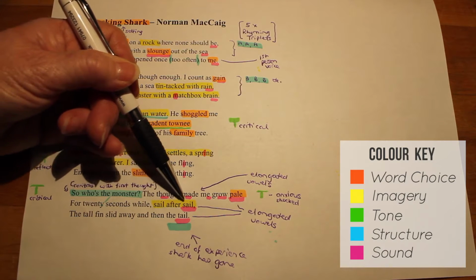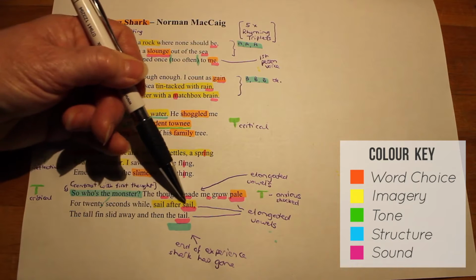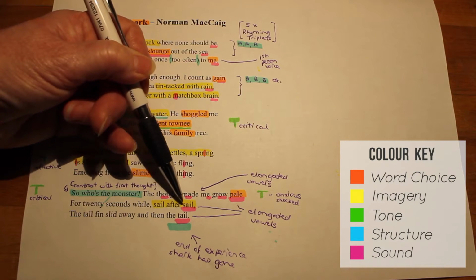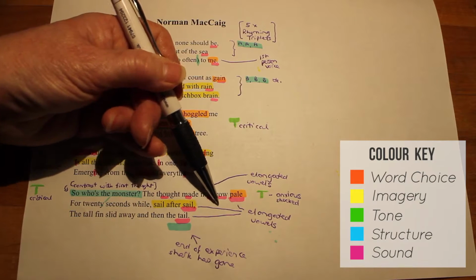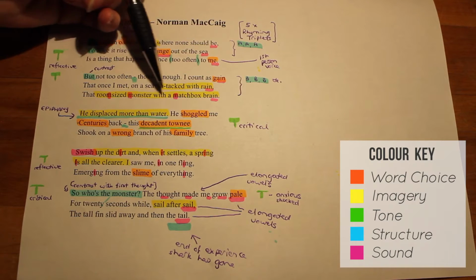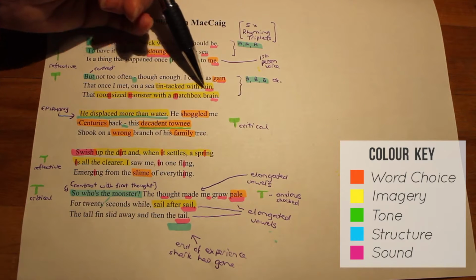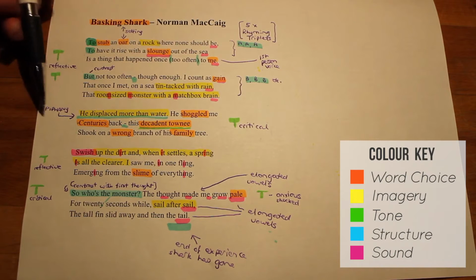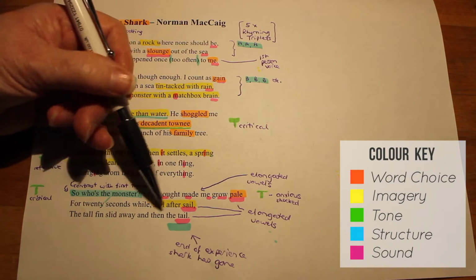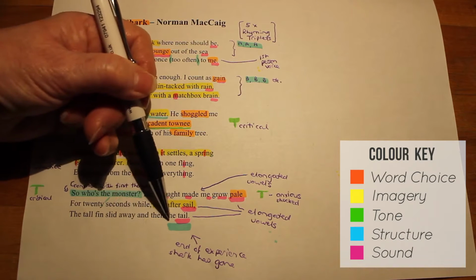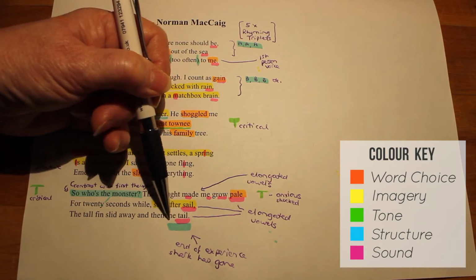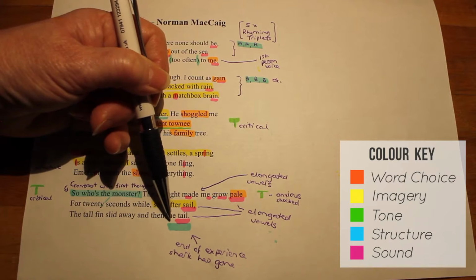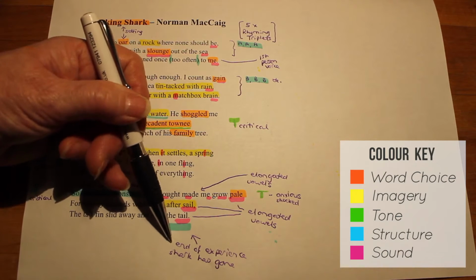he compares it using this lovely metaphor, sail after sail, again elongated vowels, and he's comparing it to a beautiful, elegant sailing ship, very different from the room-sized monster with a matchbox brain, and this contrast serves to accentuate the epiphany that has occurred in his mind. And I love the fact that at the end, as the basking shark departs, we're left with the final words in this poem being the tail as it disappears. It's the end of a very precious experience.